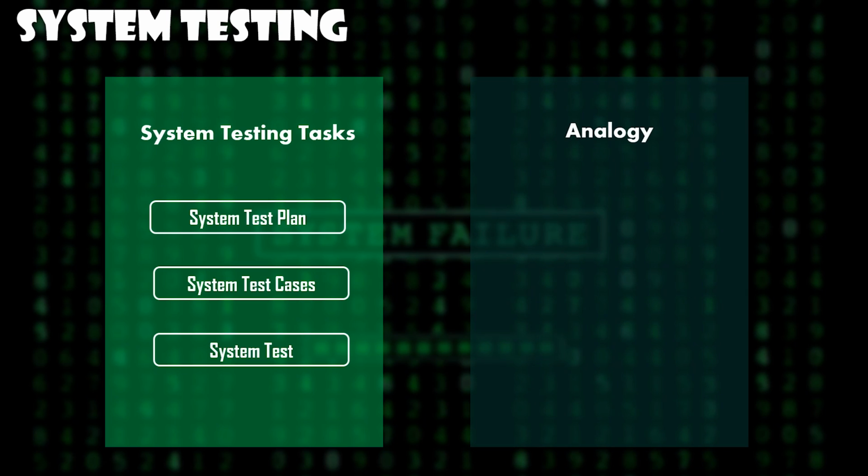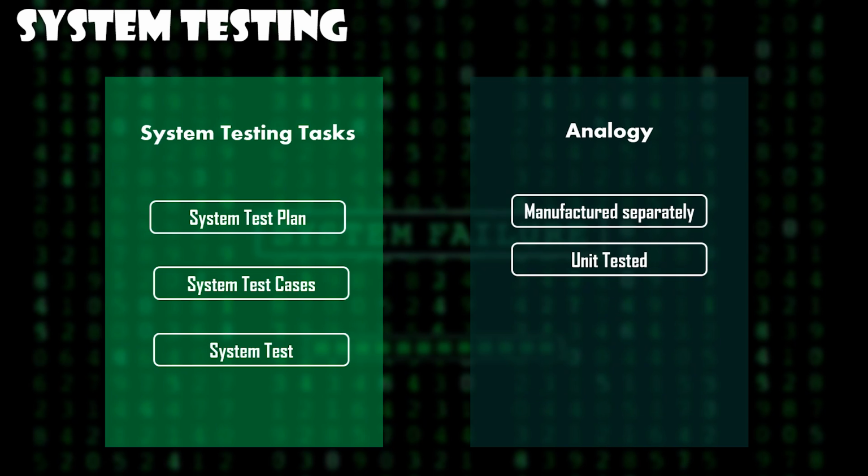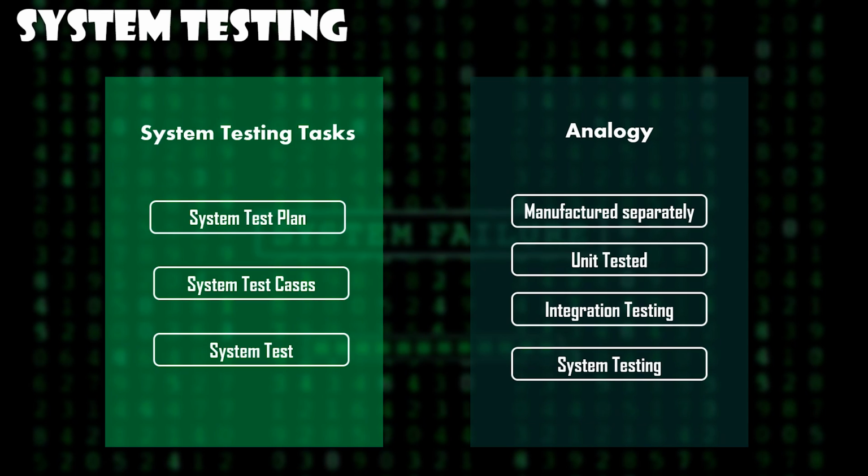Now, let's have a look at an analogy of system testing. Now, during the process of manufacturing a ballpoint pen, the cap, the body, the tail, the ink cartridge, and the ballpoint are produced separately and unit tested separately. So, when two or more units are ready, they are assembled and integration testing is performed. Now, when the complete pen is integrated, the system testing is performed. So, this was all about the system testing.